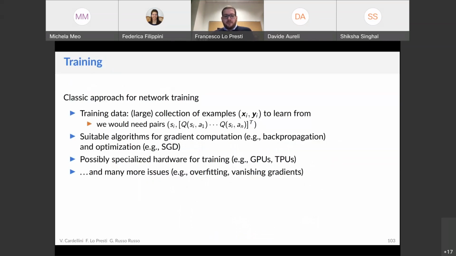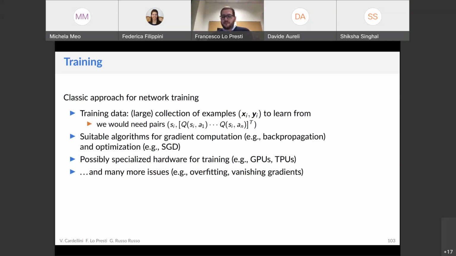When we train a neural network, we usually rely on a training dataset. So we have a large collection of examples of outputs and inputs of the network that the network can use to learn from. In our case, we will need to have pairs in which we have a state and the expected output, that is the true value function associated with that state.